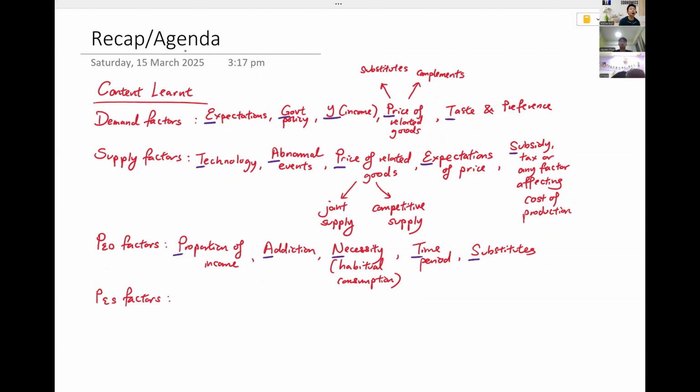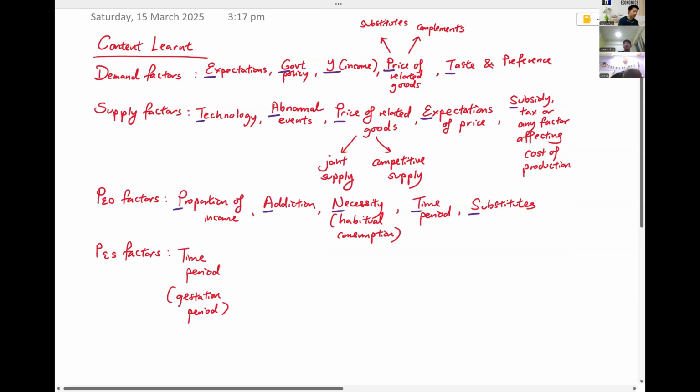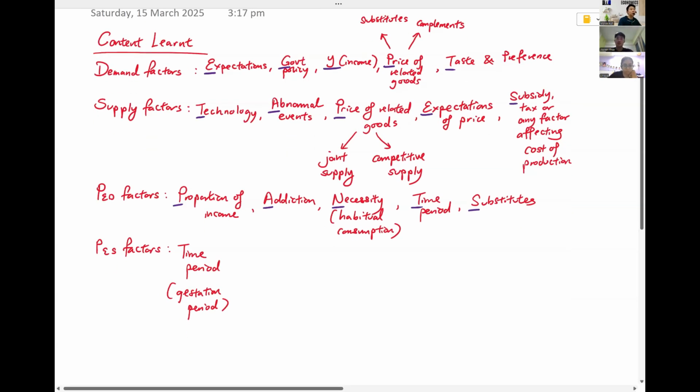And then PES factors, which means how fast can producers respond when the price changes. Imagine when the price goes up, how quickly can they churn out more output? So we have T for time period. Usually we talk about things like, if you're in agriculture, if you're growing livestock, you need time for the grass to grow. You need time for the babies to grow into the big adult versions, whether they are chickens or cows or any other livestock. Gestation period. T for time period.